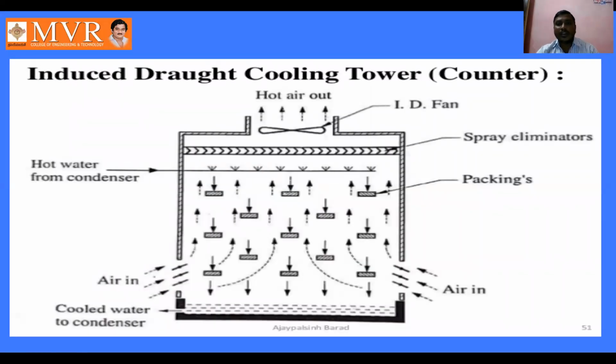See here, coming to the induced draft cooling system, this is the induced draft cooling tower. In this, we have two types. The first one is the counter flow induced draft cooling system. See here, what I have said is that in the forced draft cooling system, we have placed the fan at the bottom of the cooling tower.